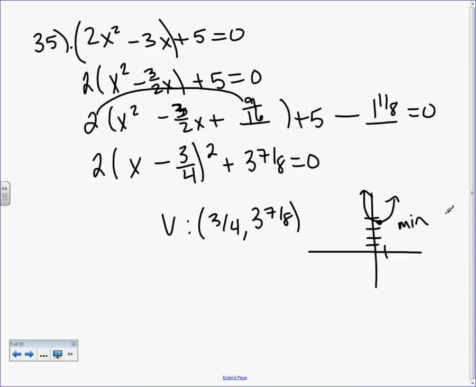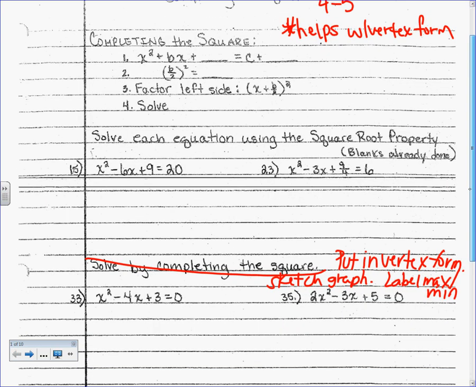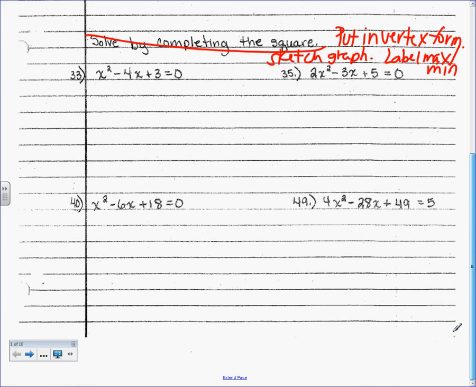So on this last one, on 49, we're not actually going to do it. We're just going to say what to do, just for the sake of time. How is this one different from all the other ones? It's equal to 5. What would you do? Subtract the 5, and then you'd do everything we just did. And it's going to be fractions, and you'd use your calculator again.